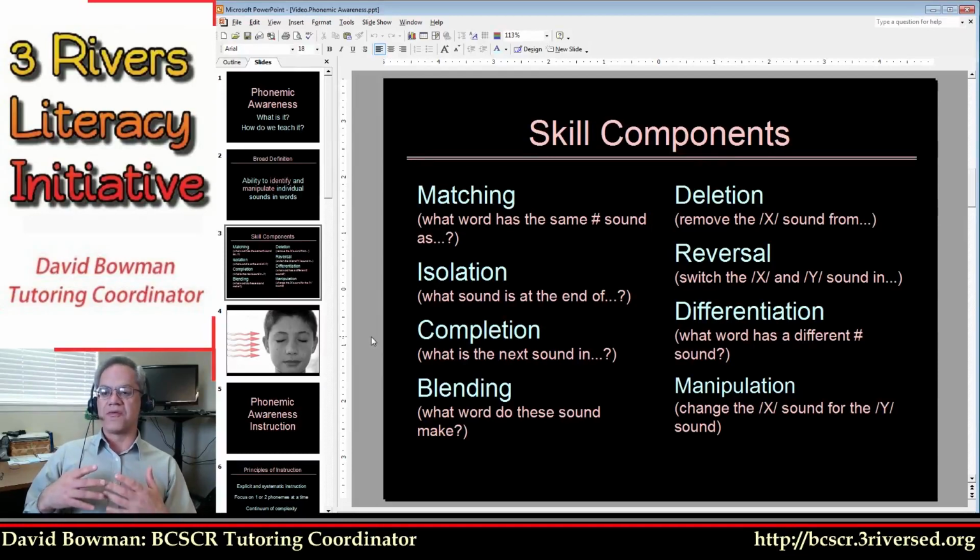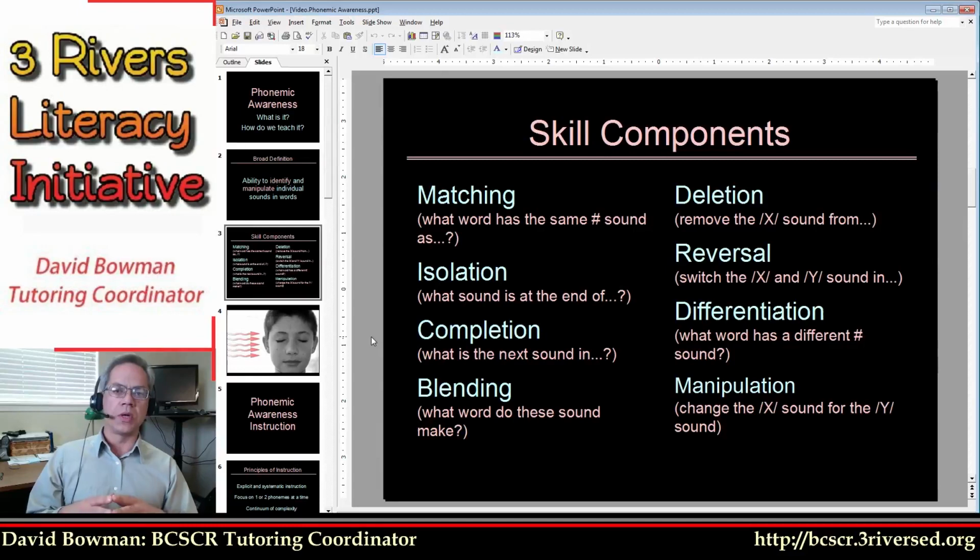When we talk about phoneme matching, we're doing pretty much the opposite. We're looking for which sounds are the same. So, for example, we could ask a student which word begins with the same sound as the word phone. Is it further, pocket, tone, or open?